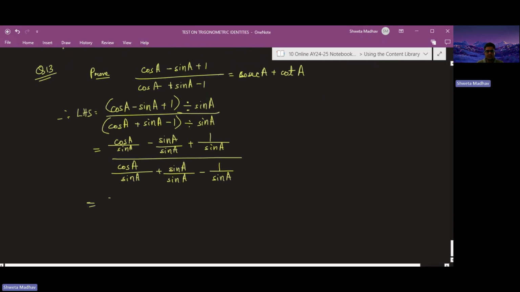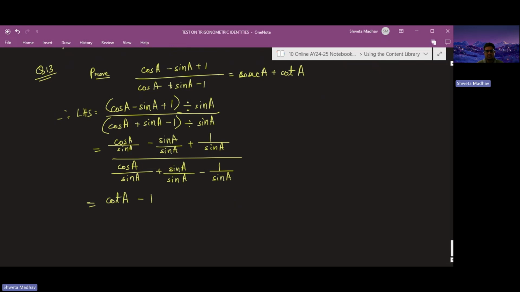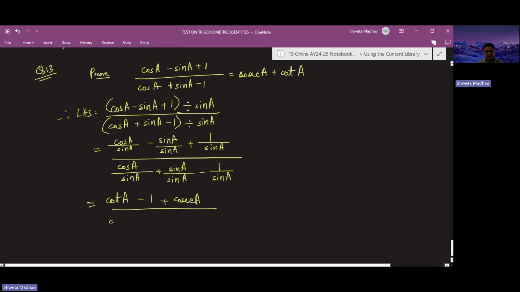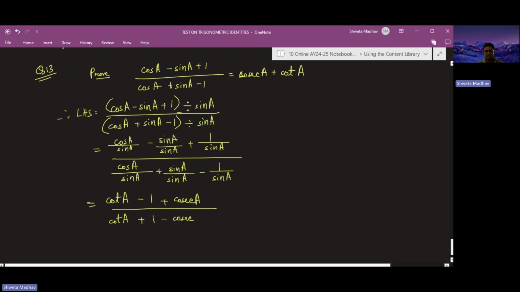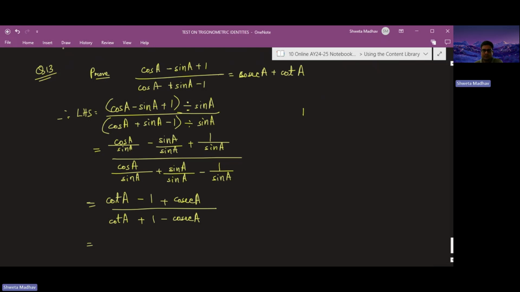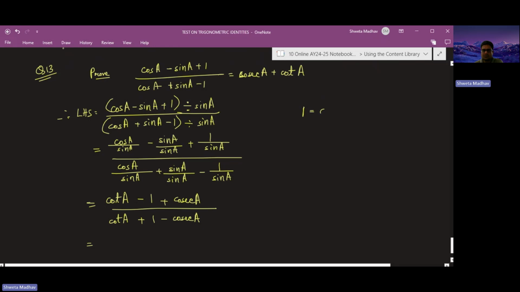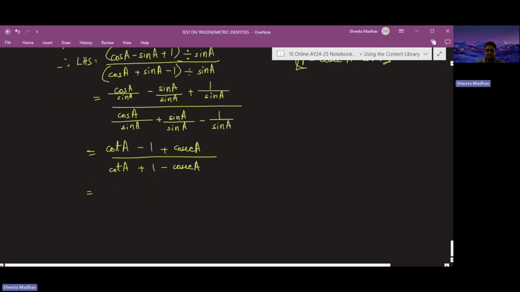Now cos A by sin A is equal to cot A, minus sin A by sin A, that is 1, plus 1 by sin A, that is cosec A, divided by cot A plus sin A by sin A, that is 1, minus 1 by sin A, that is cosec A. Now the 1 in the numerator can be written as cosec square A minus cot square A, since we know that cosec square A minus cot square A is equal to 1.